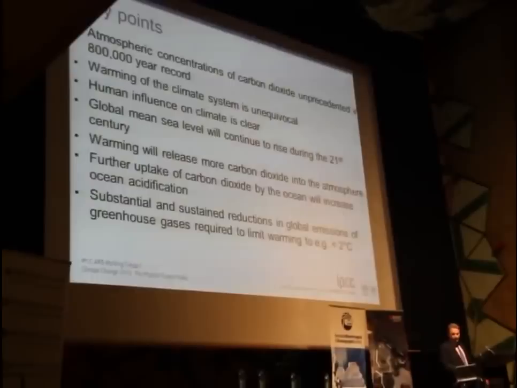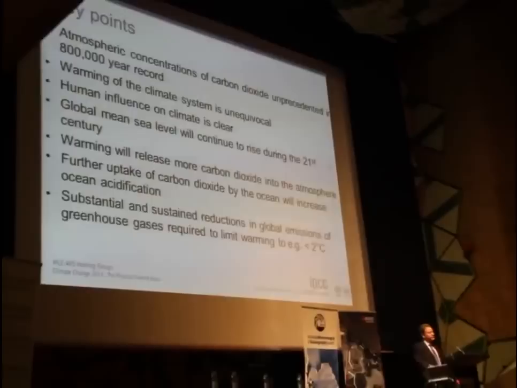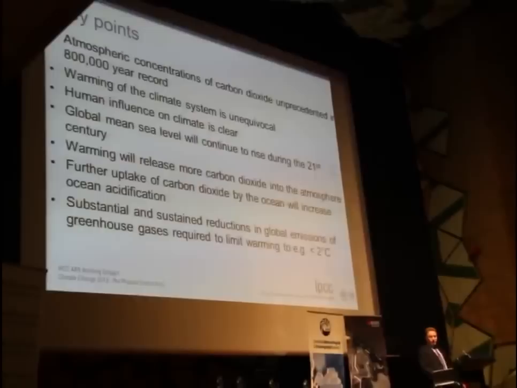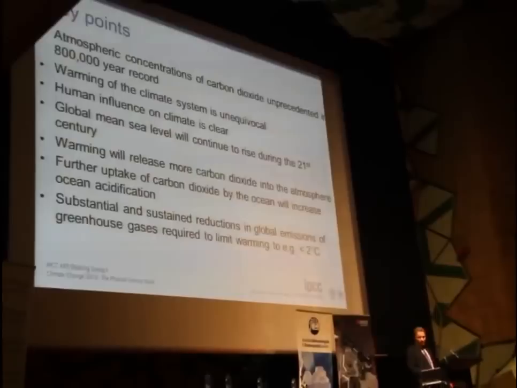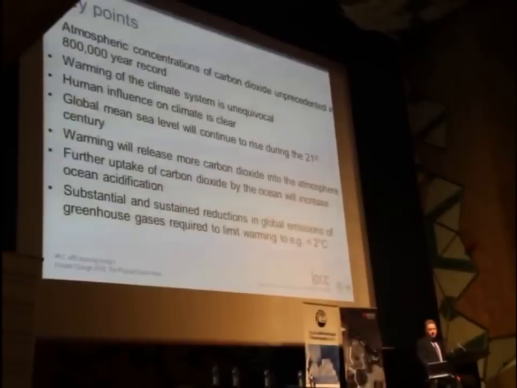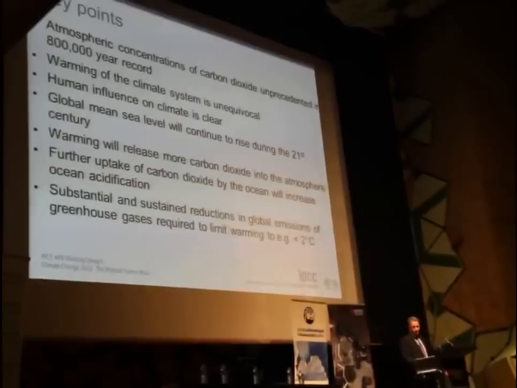Global mean sea level will continue to rise during the 21st century, and warming, through some of the processes that we talked about, the permafrost thawing, for example, will potentially lead to further increases in carbon dioxide release and further warming. A vicious cycle, if you like. And finally, that substantial and sustained reductions in global emissions of greenhouse gases are required if that's what the world chooses to do, to limit warming to, for example, less than 2 degrees Celsius relative to what we had prior to the Industrial Revolution.